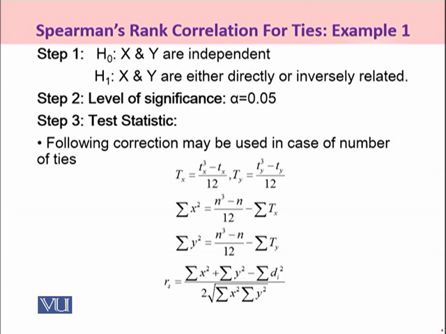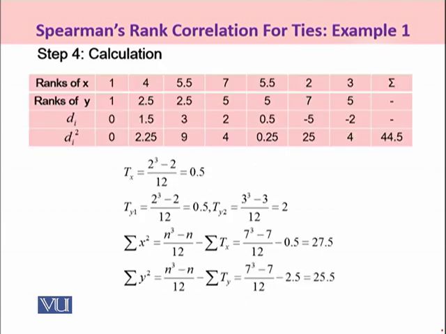Step 2 is the level of significance, denoted as alpha, and it is mentioned as 5%. Step 3 is the test statistic. The following correction may be used in case we have a number of ties in our x and y observations. These are the formulae that we would have to calculate before interpreting the value of Spearman's rank correlation. As far as the calculations are concerned, the first thing we need to do is find the ranks of x and ranks of y.